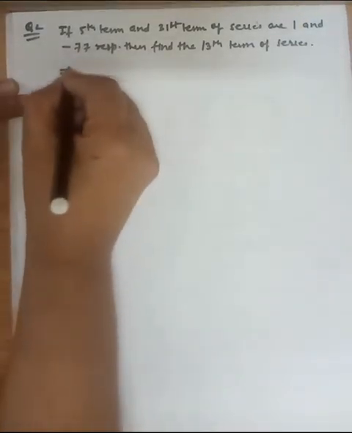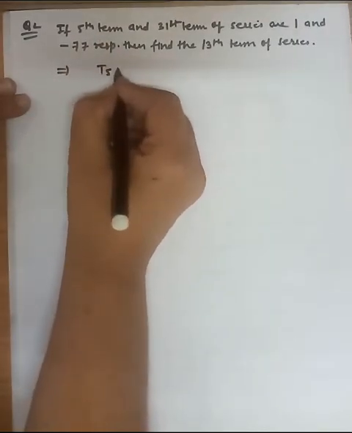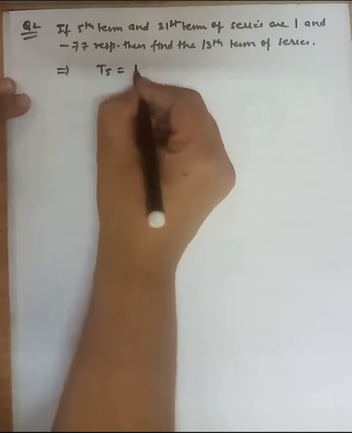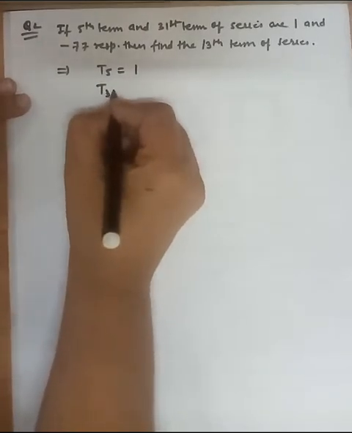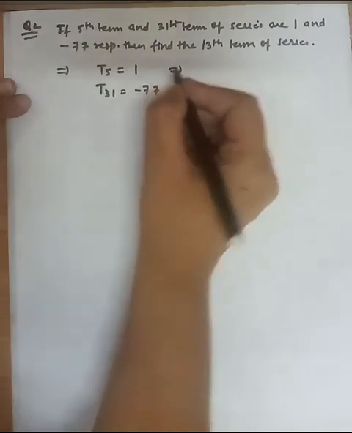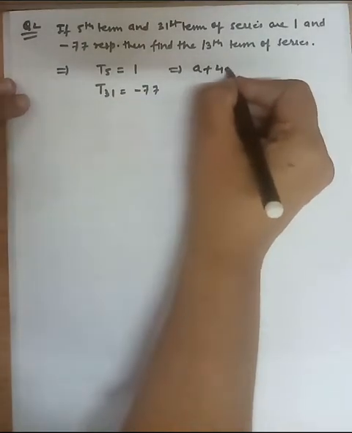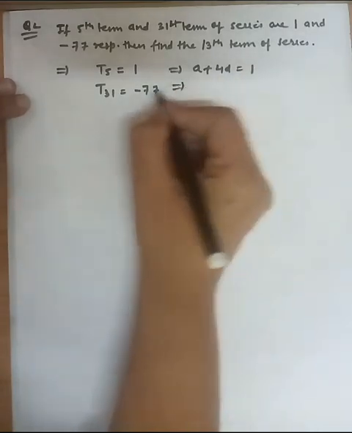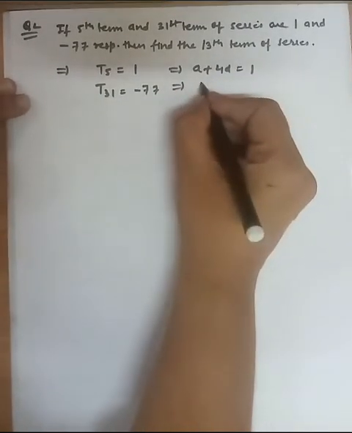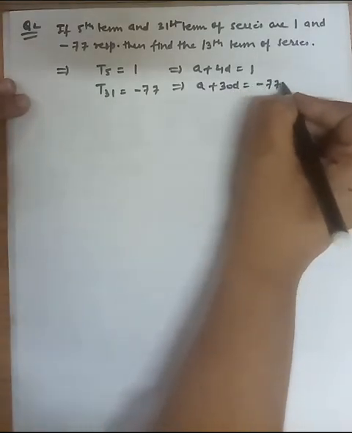So friends, this question is based on the previous proof question. So here, given the fifth term, it means the t5 value is given as 1 and the t31 value is given as minus 77. So write down the formula for t5. So here a plus 4d equal to 1, and write down the formula for t31. So a plus 30d equal to minus 77.